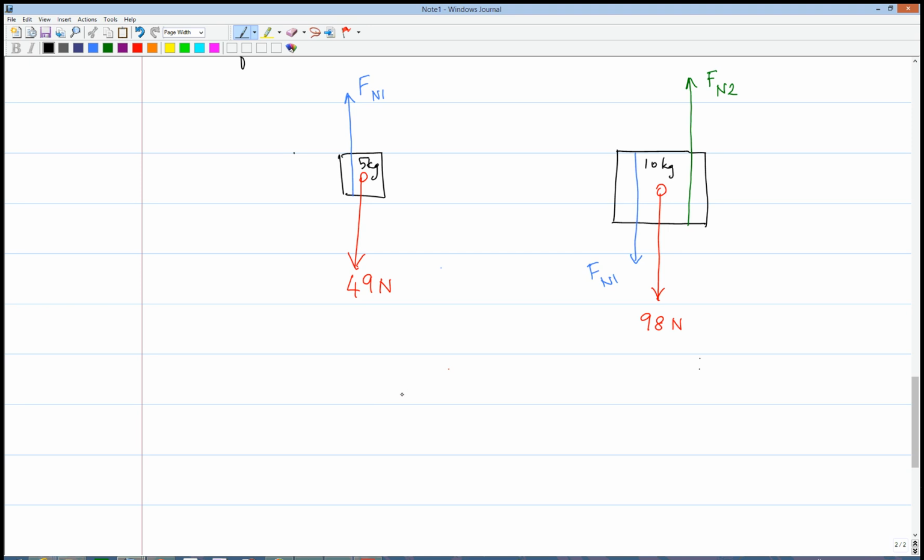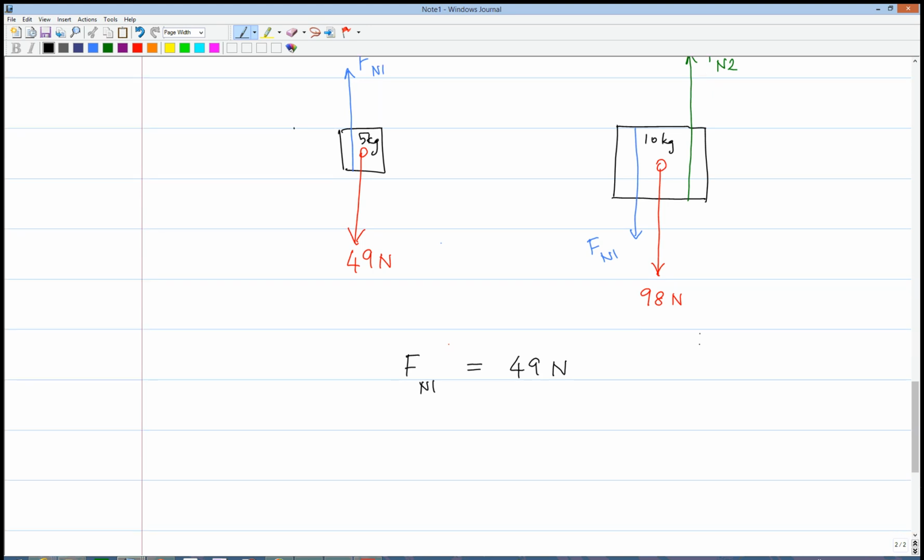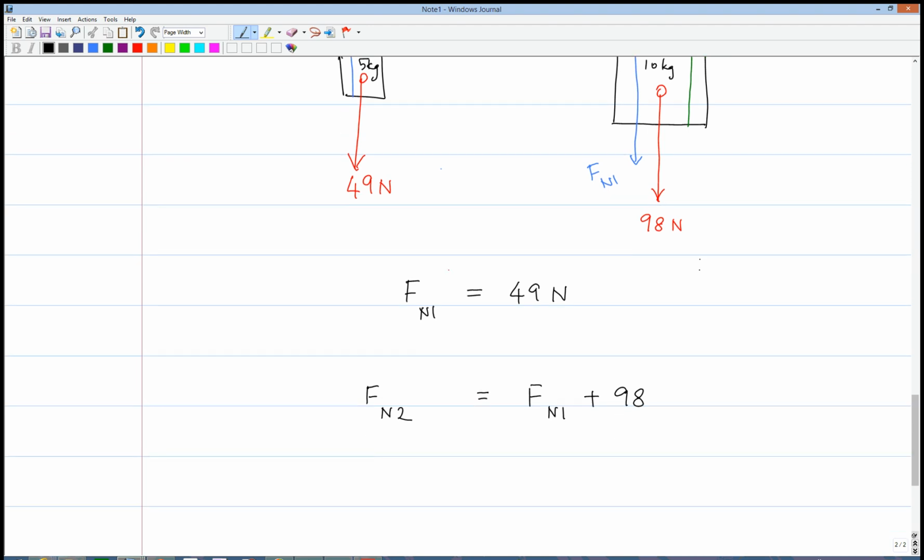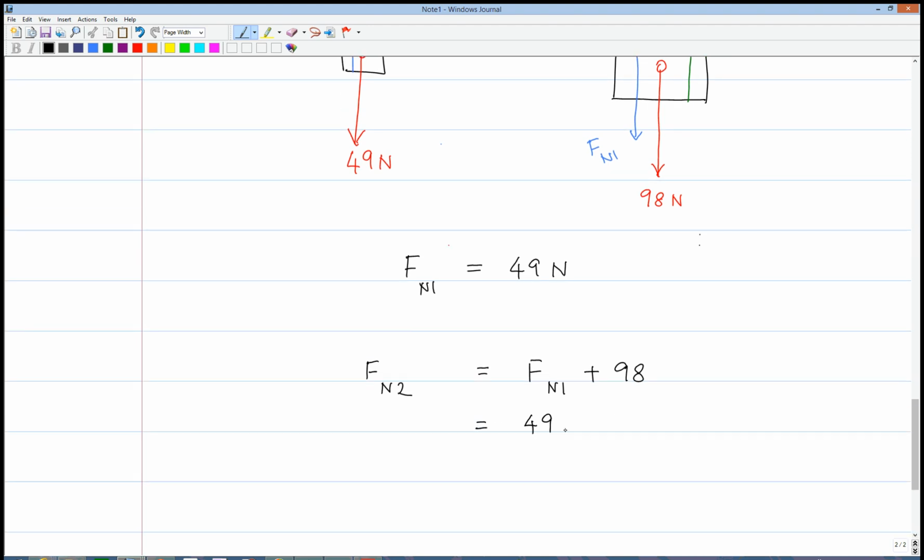So for the 5 kg block, since the acceleration is 0, I know that Fn1 is equal to 49 newtons. Now you could have also written this as Fn1 minus 49 equal to 0. It would end up giving you the same thing. For the 10 kg block, we have Fn2 pointing up, and that has to be equal to Fn1 plus 98. Since Fn1 is equal to 49, I can write this as 49 plus 98, and when you add it all up, you get 147 newtons.